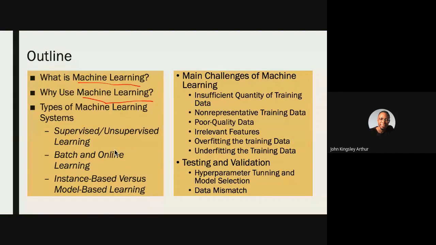And then we will quickly also look at some challenges that come up with the design and then the creation of machine learning applications. And then finally, we also look at how to test and then validate machine learning systems, talking of issues of hyperparameter tuning and then model selection.